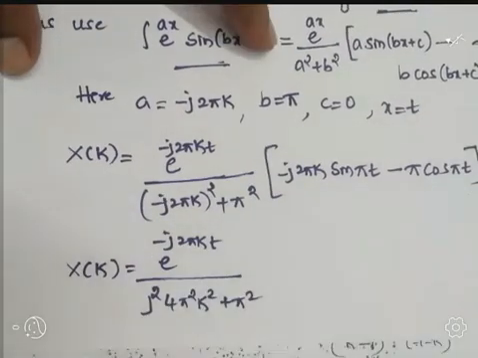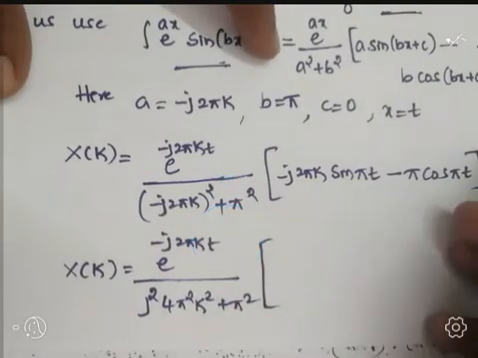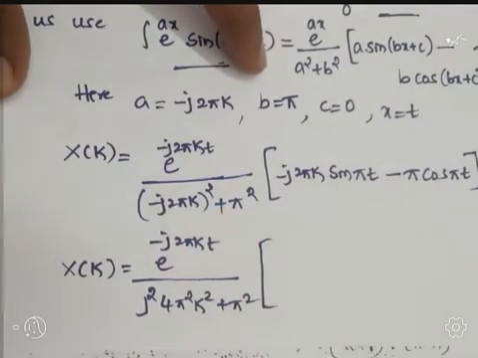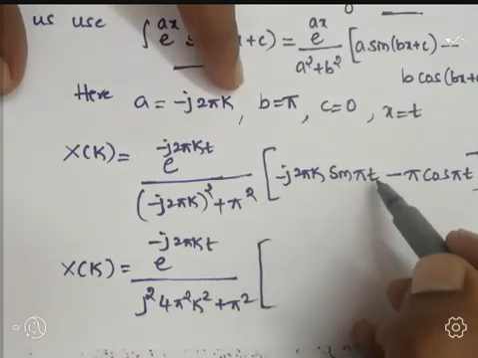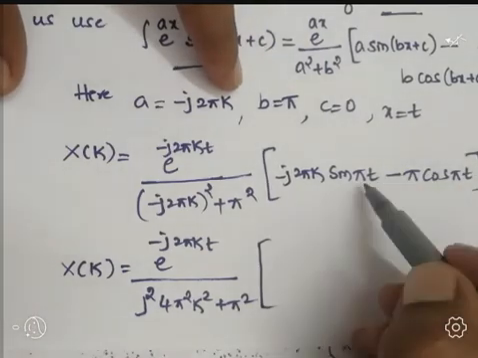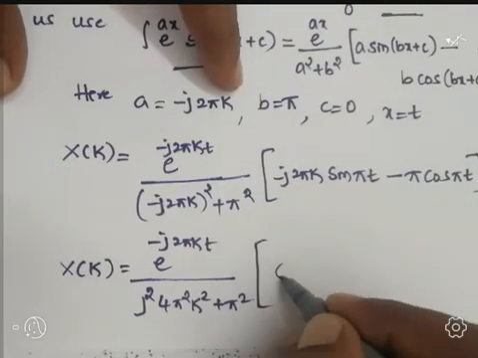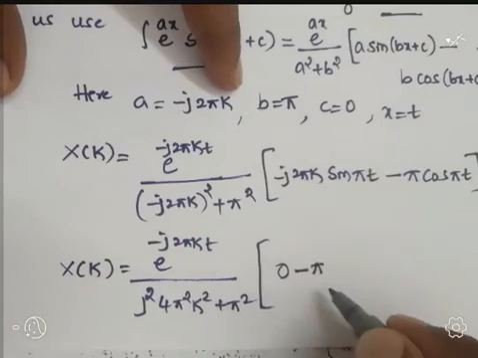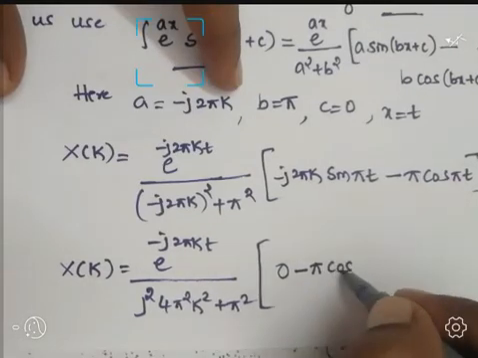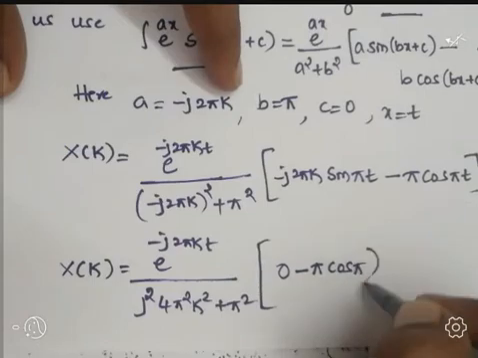Okay. Next here inside the bracket term, apply the limits here. First I will make use of upper limit, and here minus j 2 pi k sine pi t. If I substitute t equal to 1, we will get sine pi. Sine pi equal to what? 0. 0 multiplied by anything is 0, minus pi as it is, cos of pi t equal to 1. So cos of pi we got, upper limit is completed.